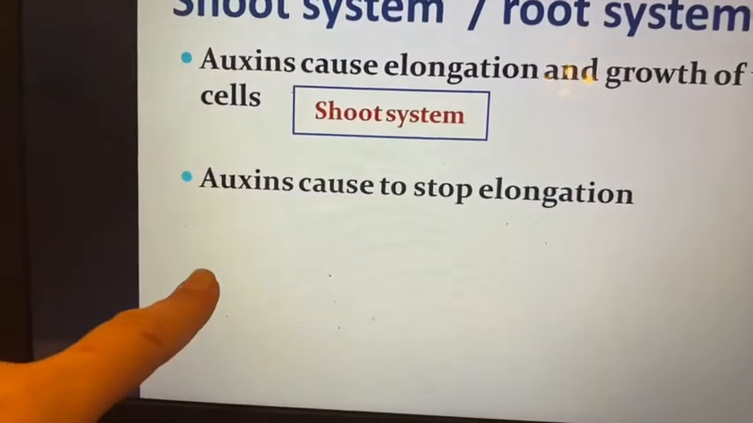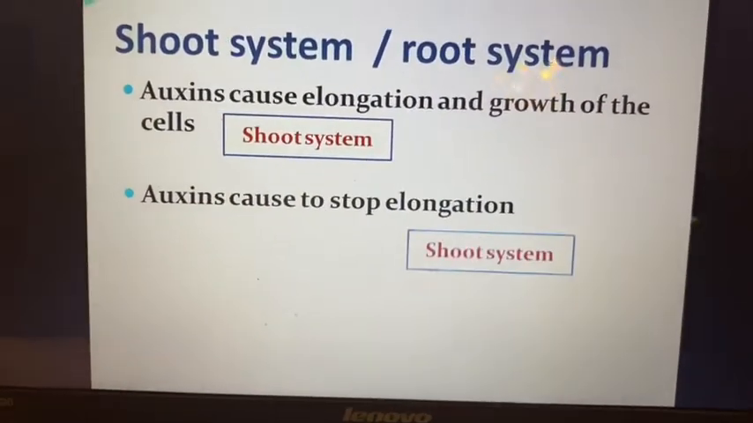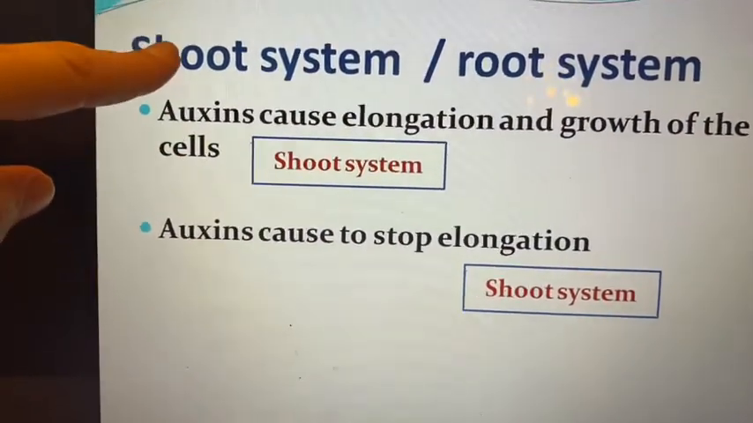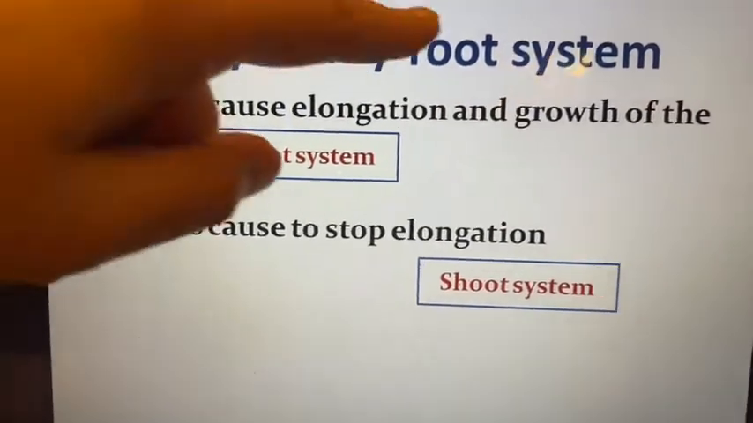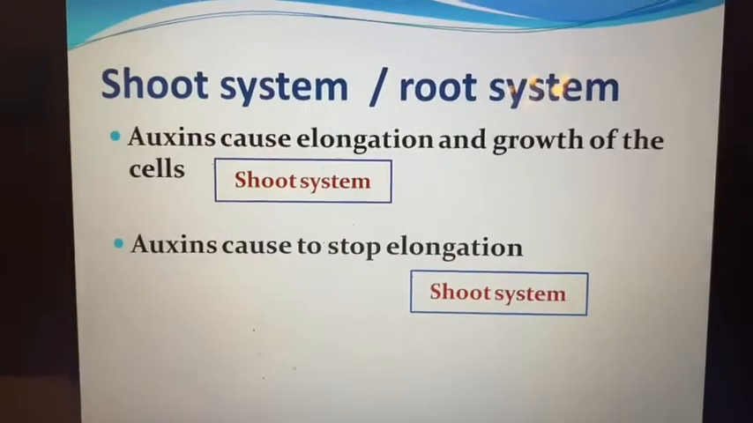While on the other hand, in the root system, the auxins cause it to stop elongation. So the effect of auxins on the shoot system is to make them longer, and on the root system they make them, yani, they stop the elongation.